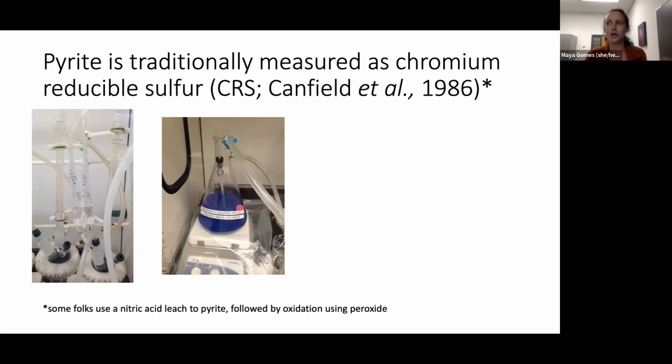If you come into the lab and you have a dark blue solution that you can't really see through, you need to re-reduce it. Add some more zinc, add a little bit of acid, and you can get it back to this nice blue color. This is what you want.